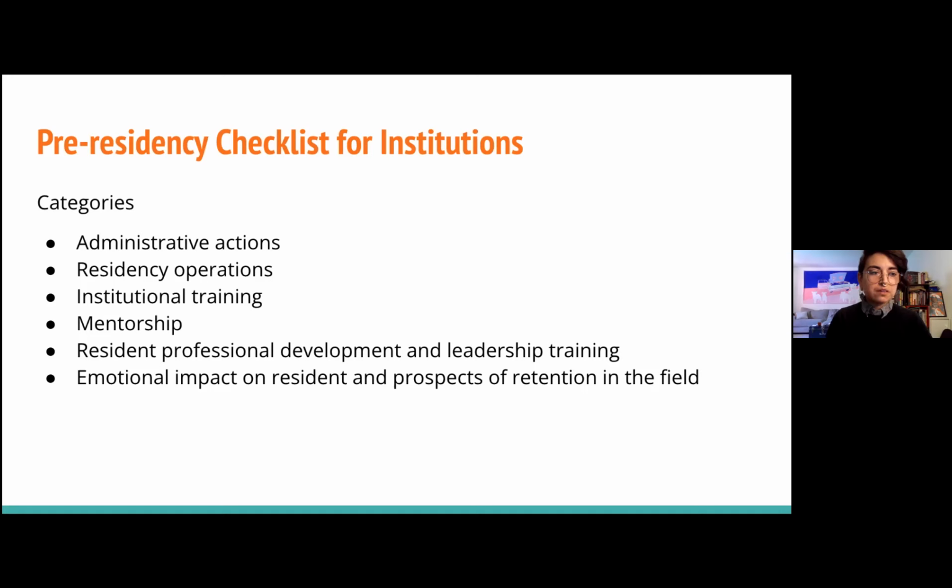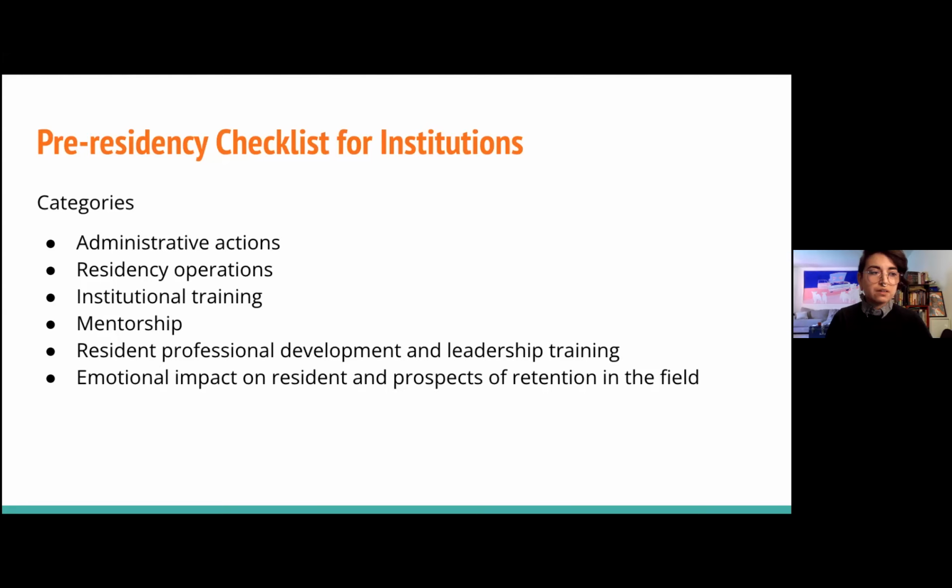The fifth section is resident professional development and leadership training. So we actually suggested setting aside additional funds for residents beyond what's normally offered. And the reason for this is that residents are going to be quickly back on the job market due to being in a limited term position, and it'll help them be more competitive on the job market if they have more opportunities to network, learn, and fill out their CV.